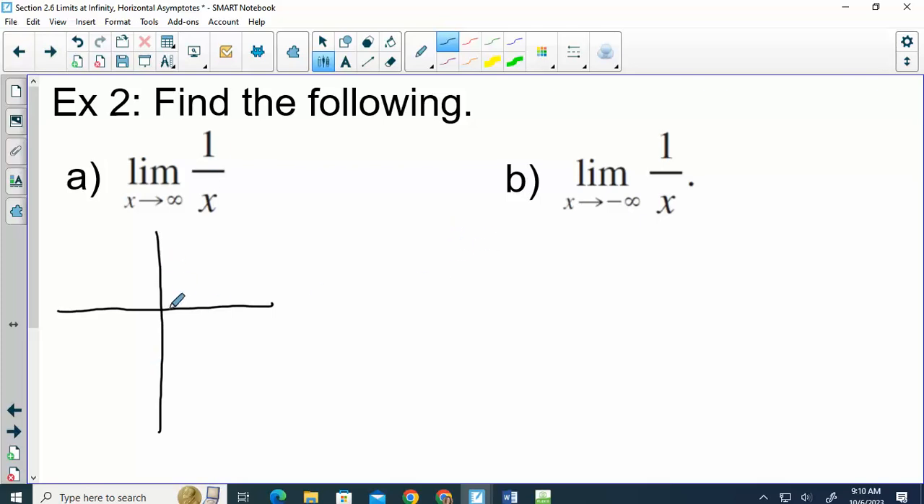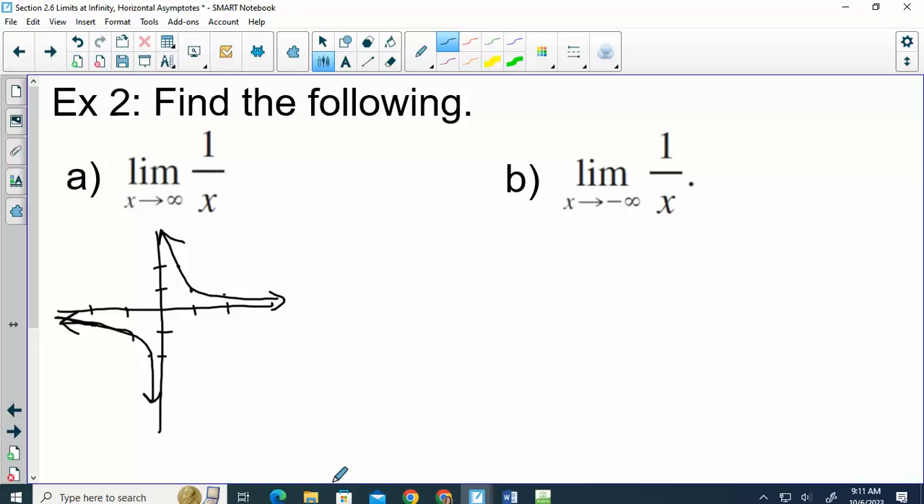Okay, if I put in a 1, 1 over 1 is 1. If I put in a 2, 1 over 2 is 1/2. If I put in 1/2, 1 over 1/2 is 2. Can't put in 0. If I put in -1, we get -1, then -2 gives -1/2, -1/2 gives -2. So it looks like this. And if you graph it on your calculator, you would see the same thing. It's not the best today, but.